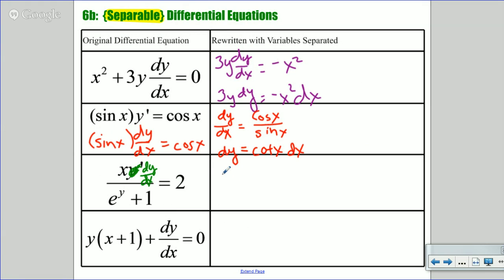We could multiply both sides by dx first, if you'd like. If you can, you could do this all in one step. Multiply both sides by dx and divide both sides by x. So what you would end up getting is, and you don't have to do this all in one step, but if you're ready for it, you sure can. You'd have dy over e to the y plus 1 on the left side. And remember, to get rid of the dx, I would need to multiply by dx. To get rid of the x, I'd need to divide by it. So on the right side, I would have 2 divided by x dx.